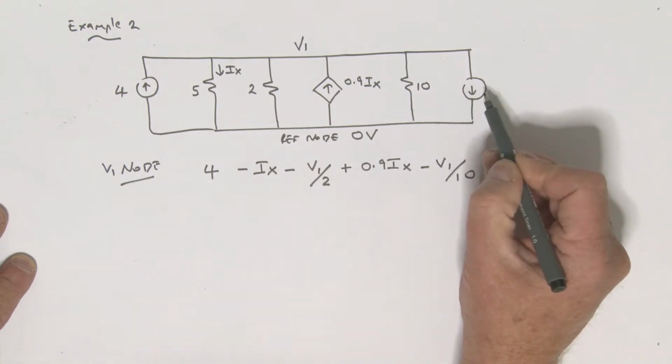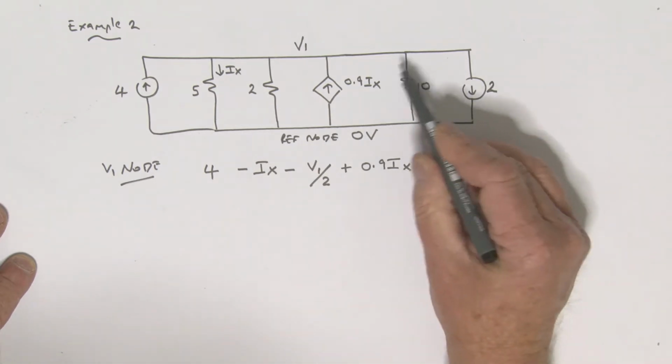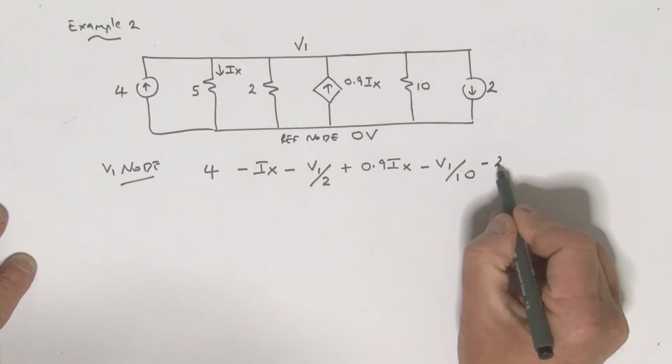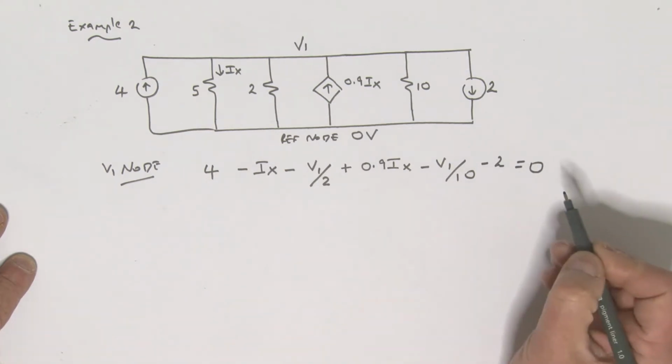And look, I forgot to label this one here. That's actually a 2 amp source. It's coming out, and so that's a minus 2, and all of that is equal to 0.